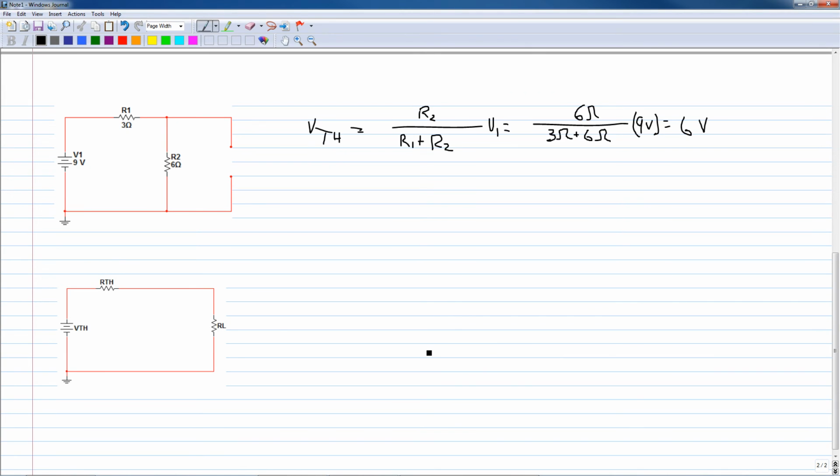Thus, we can now create our Thevenin's equivalent circuit where VTH is equal to 6 volts. Our RTH is equal to 2 ohms. And we can add our load back. We can now solve this equation for the voltage across the load and the current through the load. This concludes our video on Thevenin's equivalent circuits.